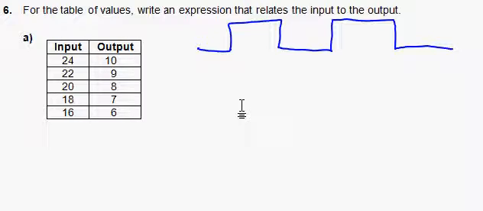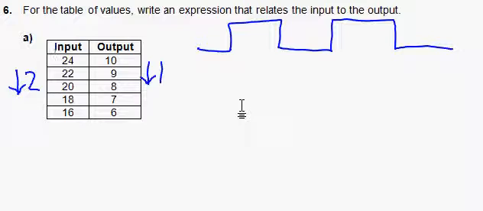Well, we can do the rule and the expression. It just says expression. Okay, take a look at your input numbers. Are they in order? Well, 24, 22, 20. So they're going down by 2. Look at the output. It starts at 10 and then goes 9, 8. They're going down by 1.